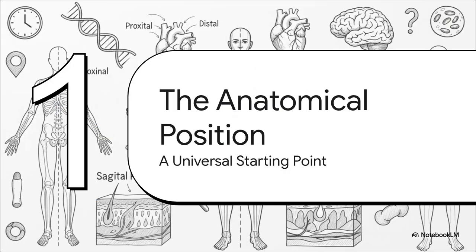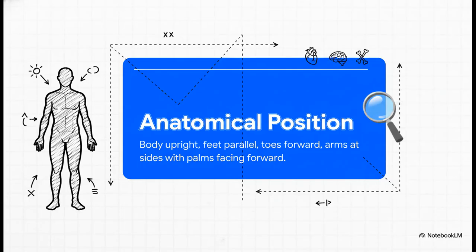You know how every map needs a "you are here" marker, a fixed point of reference? Well, in anatomy, we have a universal starting point called the anatomical position. You can think of it as the body's official default setting, and every single description is made from this one position. Now, here's what's so critical to get. It doesn't matter if a person is lying down, sitting, or even doing a handstand. All anatomical descriptions always refer back to this one standard pose: body upright, feet parallel, arms at the side, palms facing forward. This is our universal ground zero, no matter what.